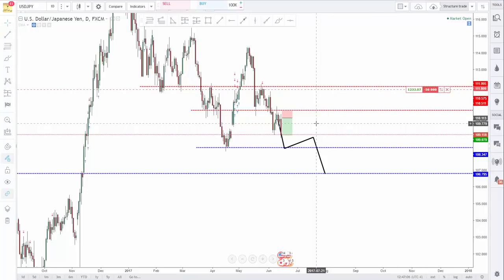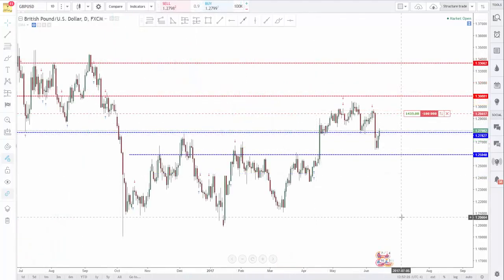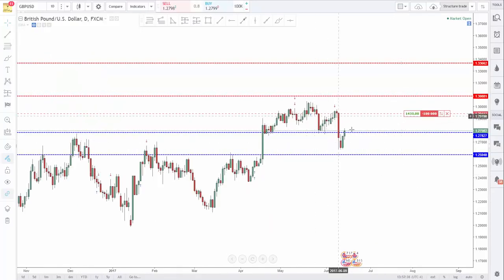And now we'll go ahead and move on to the pound dollar and the dollar Swiss. Okay, traders, so here we are on the pound dollar, and let's go ahead and start taking a look at some of the areas in the market where we'll be paying attention for future trading possibilities. As you can see, this market has done something similar to the dollar yen.